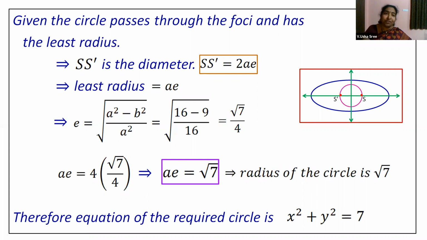Why? Equation of the circle is x square plus y square equal to r square. We have discussed that when we were doing the circles concept, isn't it? So x square plus y square is equal to root 7 whole square, which is equal to 7.